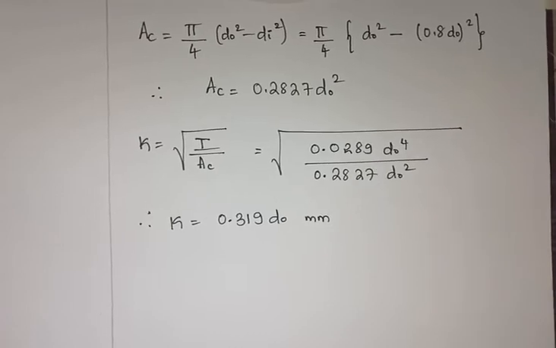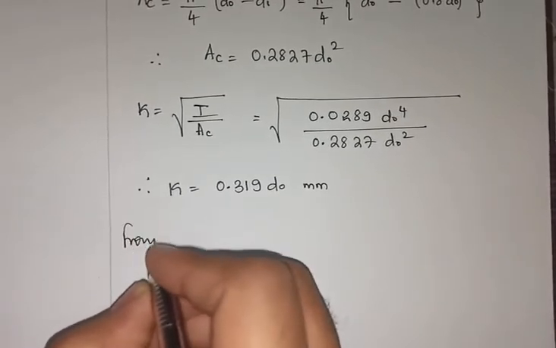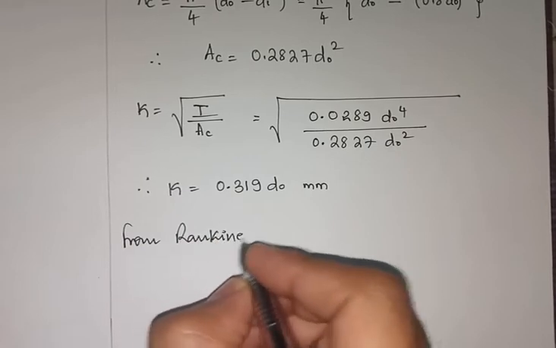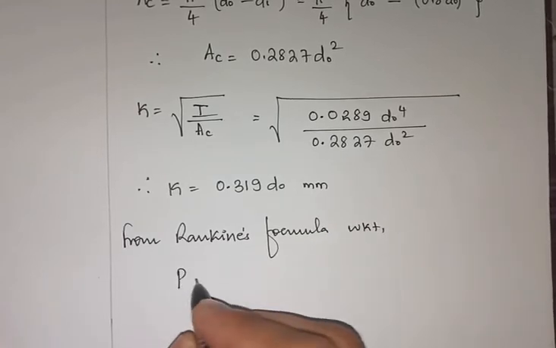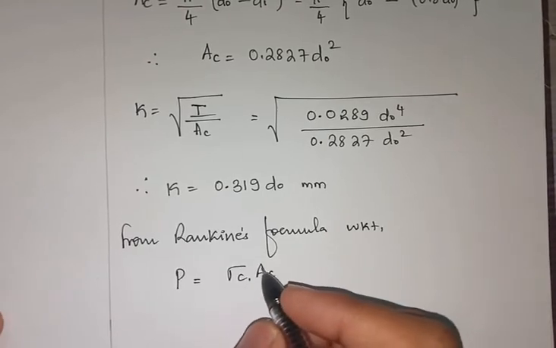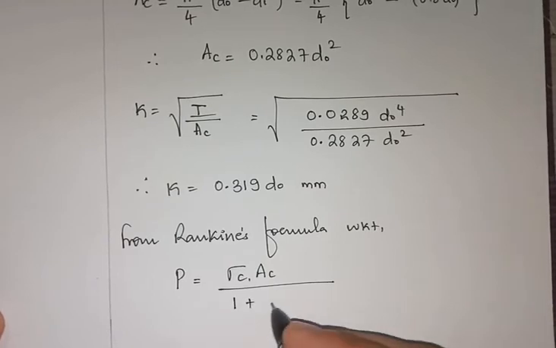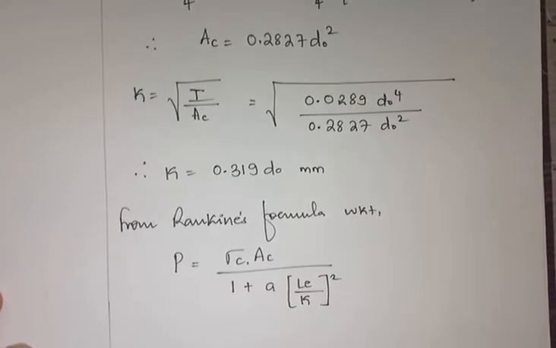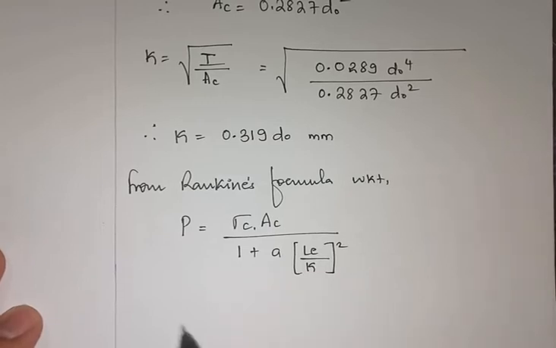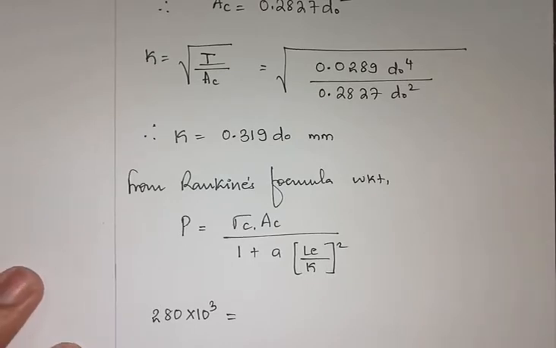Right? Now I'll be using the Rankine's formula. So from Rankine's formula, we know that P is equal to sigma C into AC divided by 1 plus A into LE divided by K the whole square. Right, so we know that this is the Rankine's formula. Now here the value of P is calculated. So value of P, you need to take it as 280 into 10 raised to 3 newtons. Value of sigma C is given to me in the problem. He has mentioned that as allowable stress. So that is the critical stress or allowable stress, it is 320.